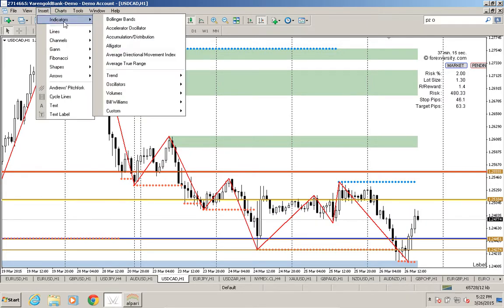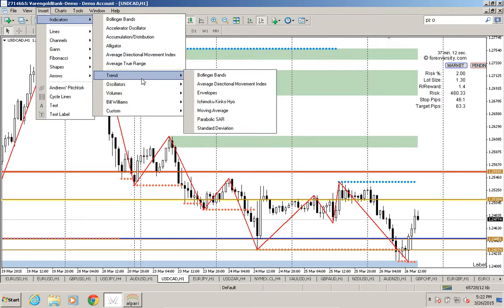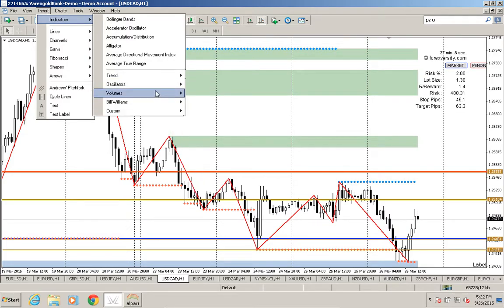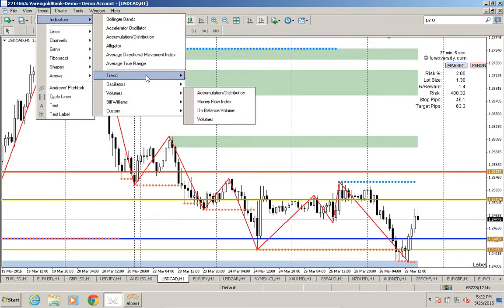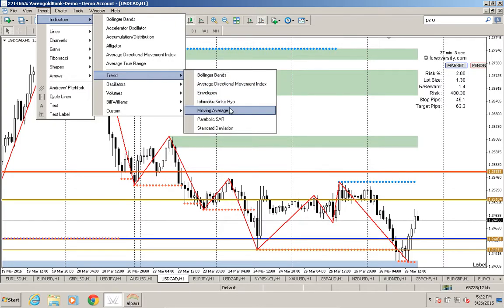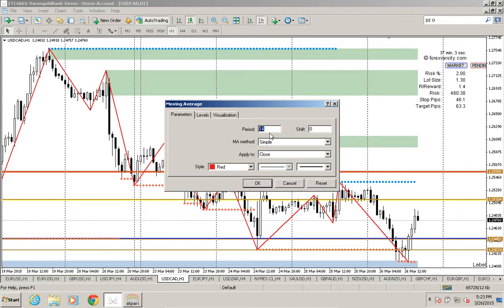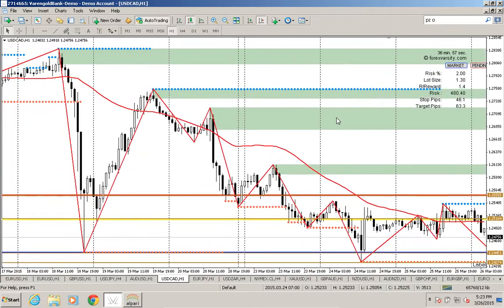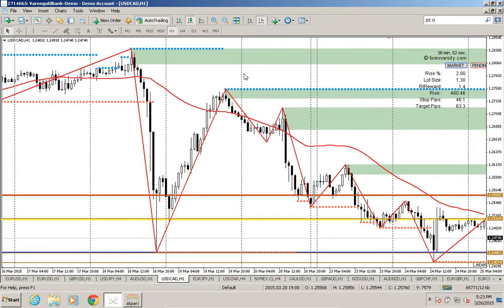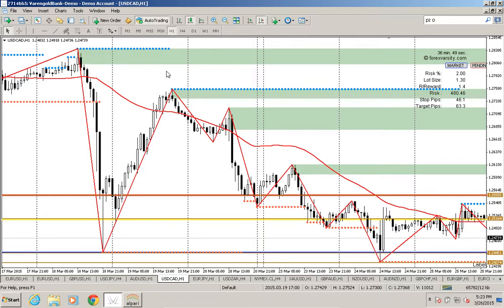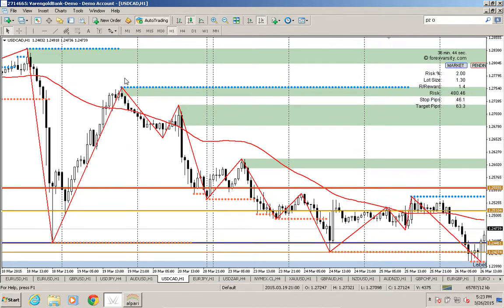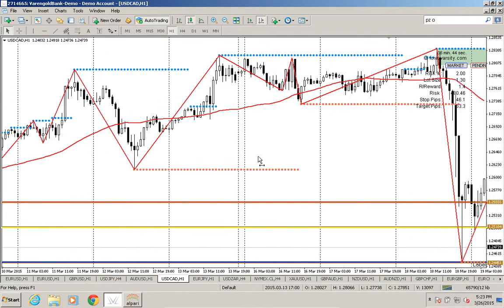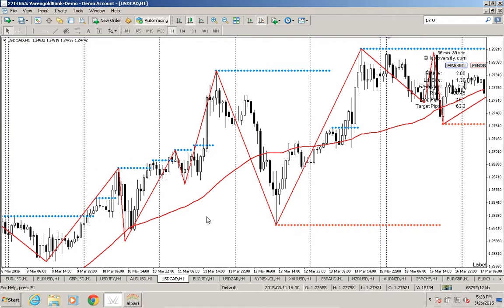But then some people also like to add an indicator. So I'll just add it to my US dollar Canadian dollar chart, and I'll add a moving average. I'll make it 50 periods on a 1 hour chart. Now with the moving average, you just have to look at where the moving average is going. If prices are below the moving average majority of the time, it's a downtrend. If prices are above the moving average majority of the time, then it's an uptrend.